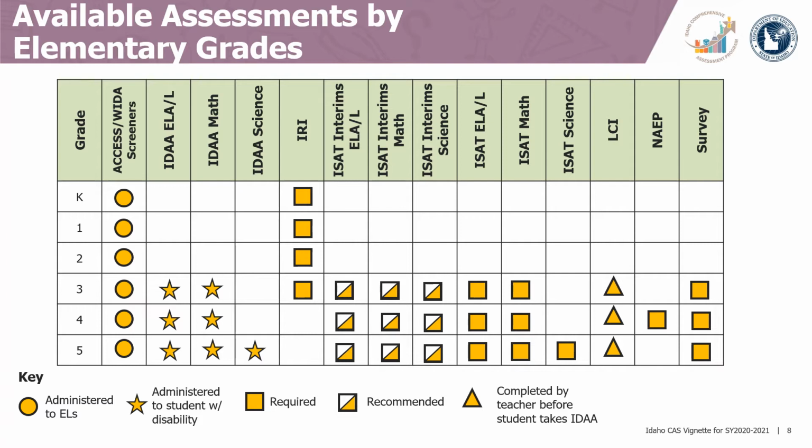If a cell in the table does not contain a symbol, then that assessment is not required or recommended for that grade. So when analyzing the information in this table, start with the symbols and make sure to understand their meaning. Then read across each grade level's row to understand the audience for that assessment and if they are required or recommended.